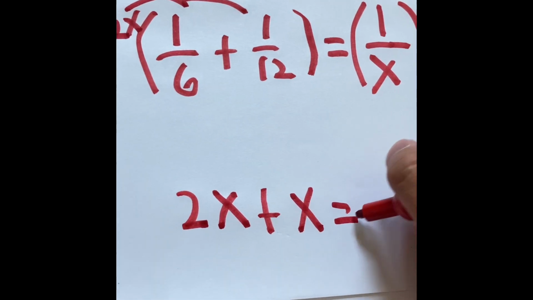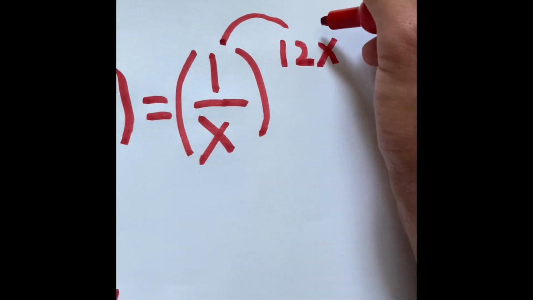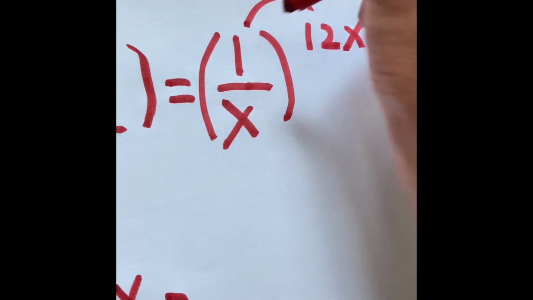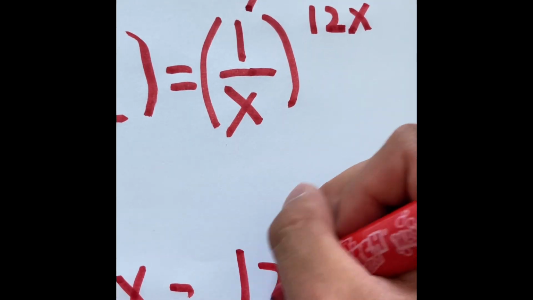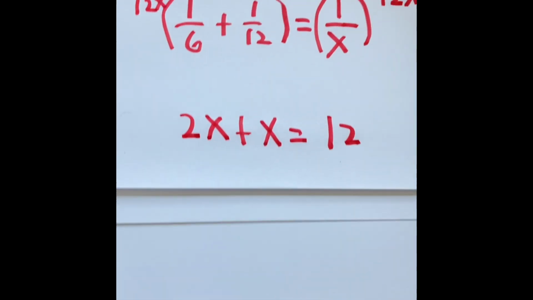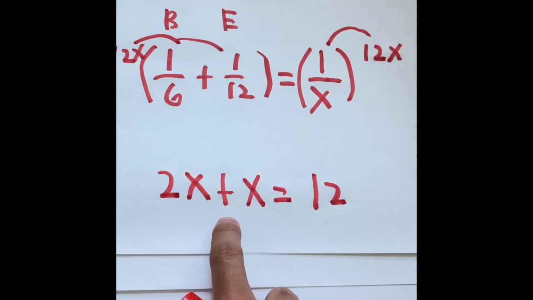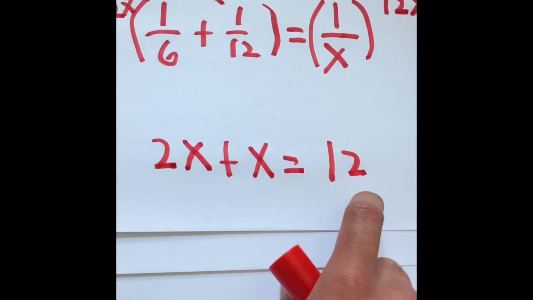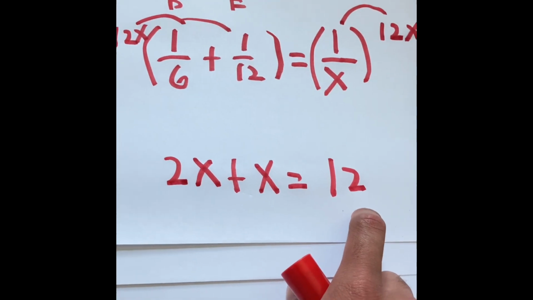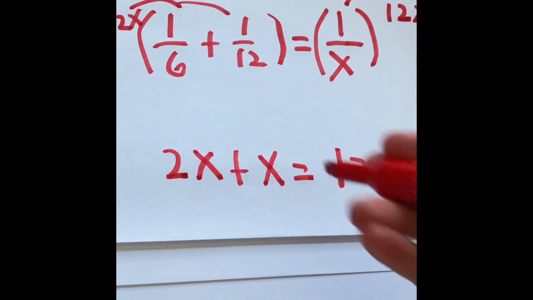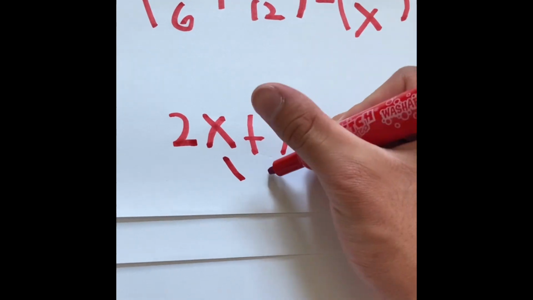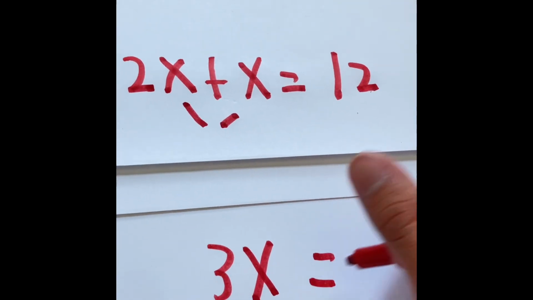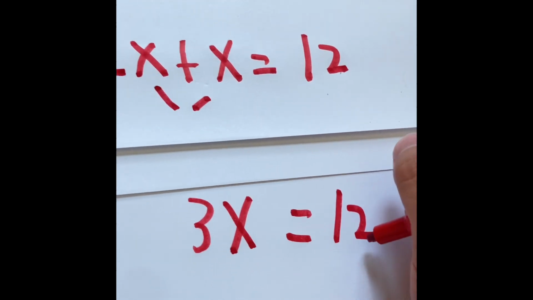That's going to equal 12, because 12x divided by x times 1 is going to be 12. So we have a much easier equation to handle: 2x plus x equals 12. We no longer have the fractions because they're busted. We can combine the 2x and the x to make 3x. So 3x equals 12. What is x?